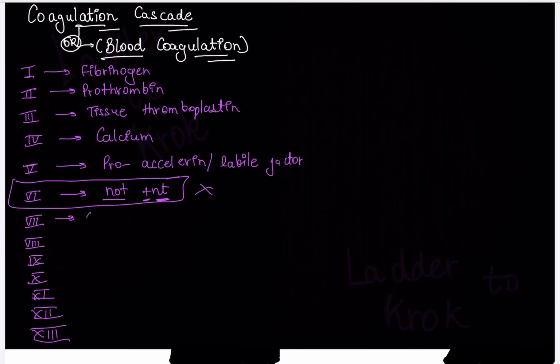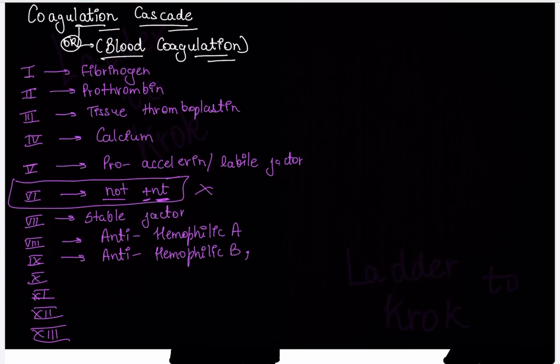The seventh one is stable factor. The eighth one is anti-hemophilic A. Remember this. Okay. The ninth one is anti-hemophilic B, or we also call it Christmas factor. What? Christmas factor. Okay. The 10th one is Stuart-Prower factor.